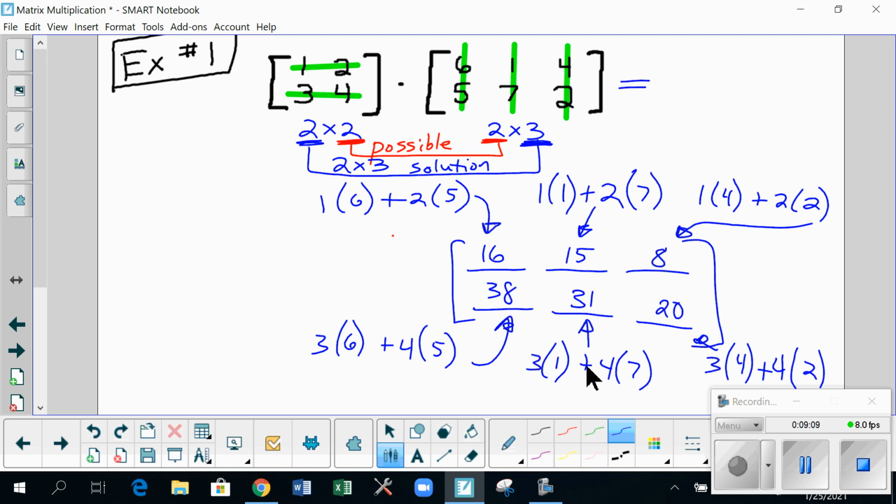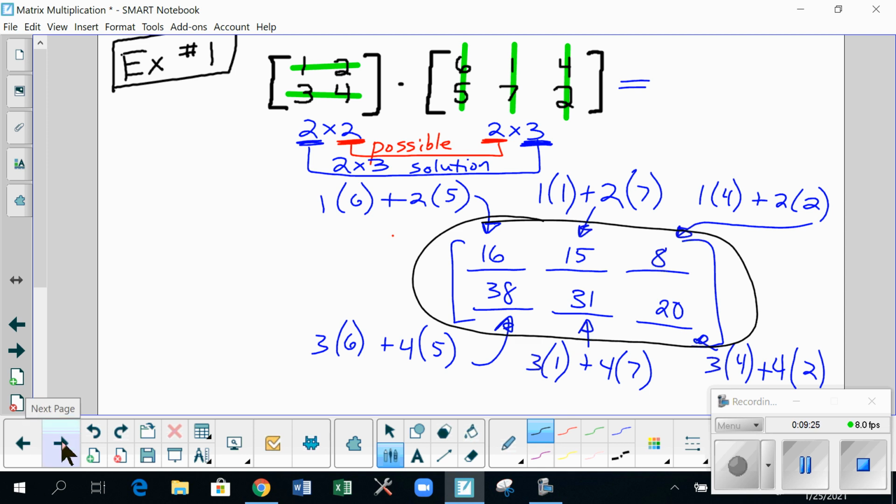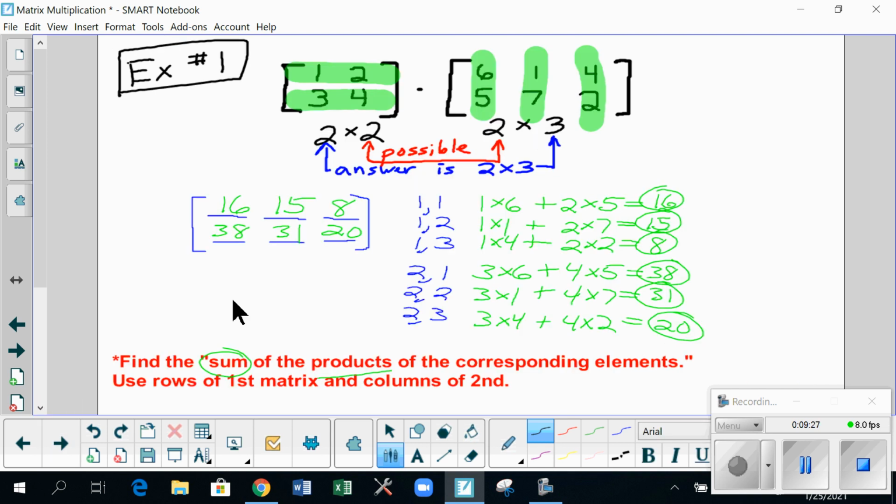Okay, so this is my final answer. Multiplying matrices is no walk in the park. My final answer is this 2 by 3 matrix: 16, 15, 8, 38, 31, and 20. And here on the next screen, it's the same answer, written maybe a little bit differently.